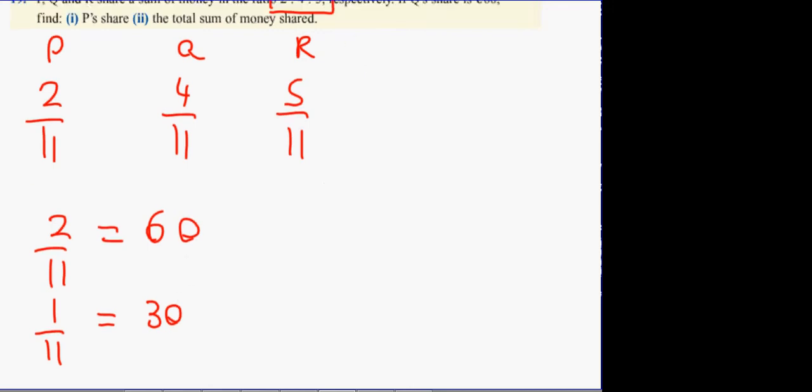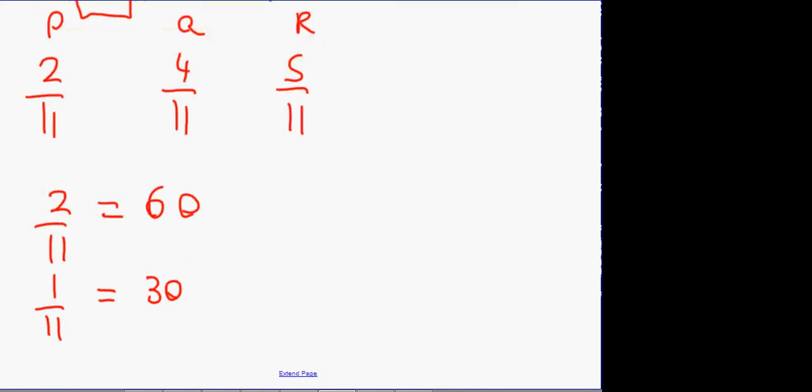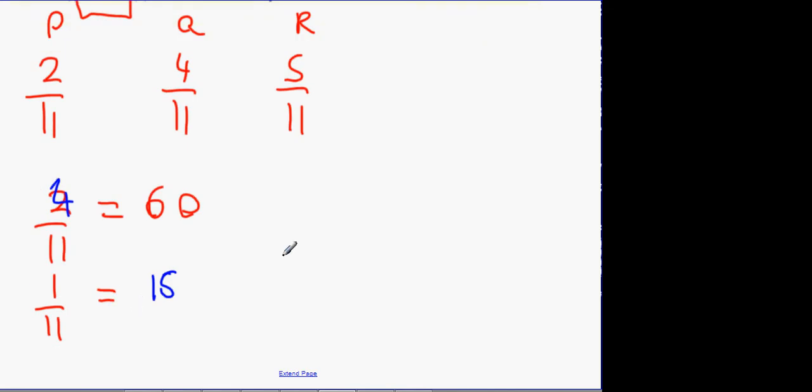Now what it asks us to do is find out what is P's share. Oh sorry, I got that wrong, it's Q's share. Q's share is 60, so that's 4 11ths. 4 11ths is 60. So you're going to divide by 4. That means that 1 11th is 15. Now I want you to find out P's share. So what's P's share? 2 out of 11, which is going to be twice 1 11th, which is going to be 30.